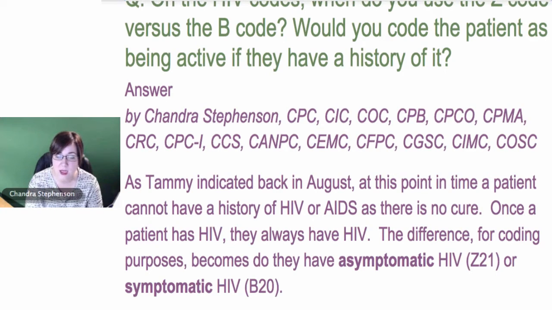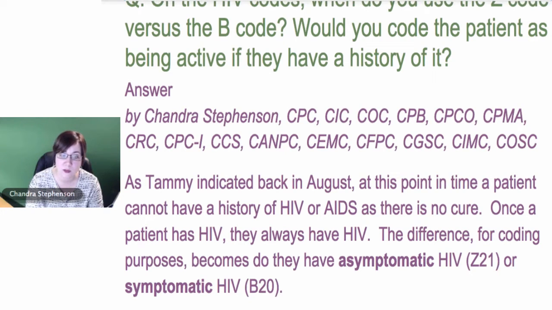When we first start looking at HIV, the important thing to understand here is that a patient at this point in time cannot have a history of HIV. It's not possible. We do not yet have a cure for HIV. Once a patient has HIV, they have HIV for life. From a coding perspective, it simply becomes, do they have symptomatic HIV or do they have asymptomatic HIV?